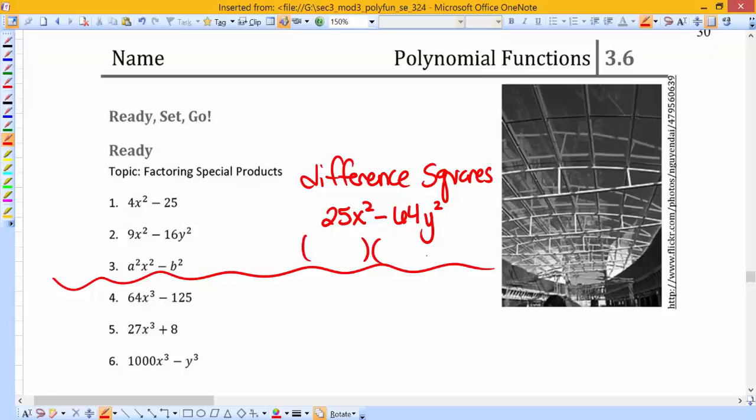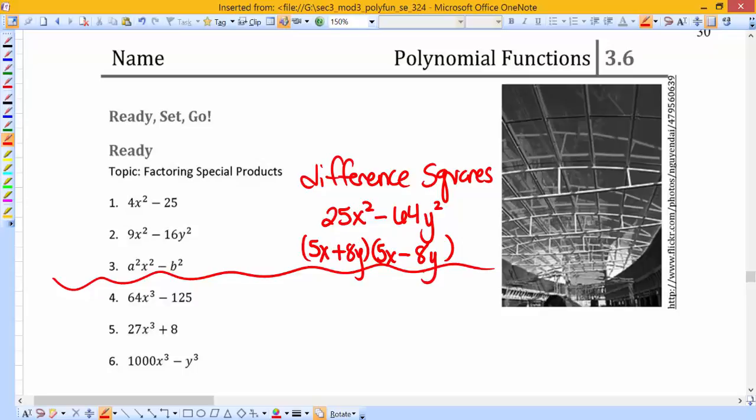So I know I'm going to have a plus and a minus. 25 is 5 times 5. X squared is x times x. So that's 5x and 5x. Then it's plus and minus because we need them to cancel. 64 is 8 squared. And then y squared is y times y. So there's your difference of squares. Don't overthink those 3, please.